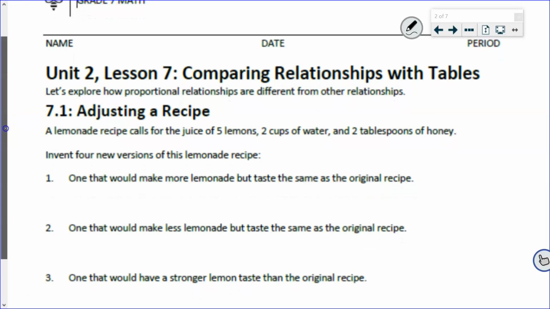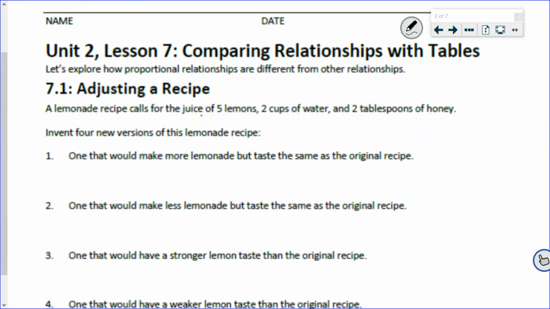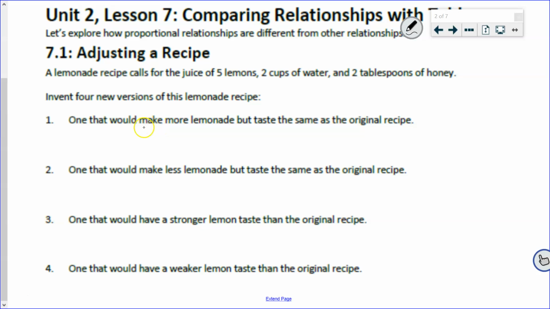So we have the situation, adjusting a recipe. A lemonade recipe calls for 5 lemons, 2 cups of water, and 2 tablespoons of honey. You are going to invent 4 new versions of this lemonade recipe. The first is one that is going to make more lemonade, but it's going to taste exactly the same. Another recipe that will make less lemonade, but will still taste exactly the same. One that will have a stronger lemon taste than the original recipe, and one that will have a weaker lemon taste than the original recipe. So pause the video long enough to get your 4 recipes written, and we'll come back together here soon.